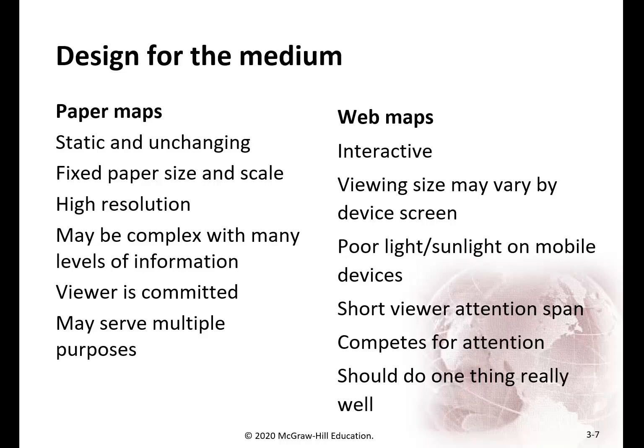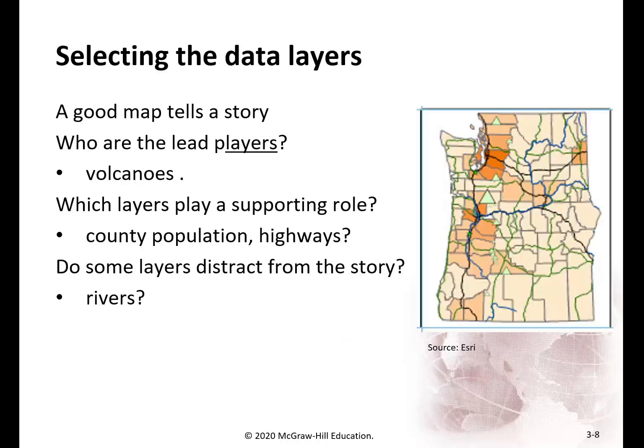Once you have a clear purpose of the map and you know what type of medium your map is going to be, generally we are going to be making web maps, although sometimes you will be asked to print these maps out. So again, once the purpose of your map is clear, we have to decide what type of data is going to be displayed to effectively tell the story of our map. So, selecting our data layers, in general, a good map will always tell a story.